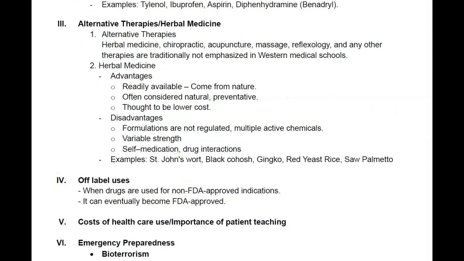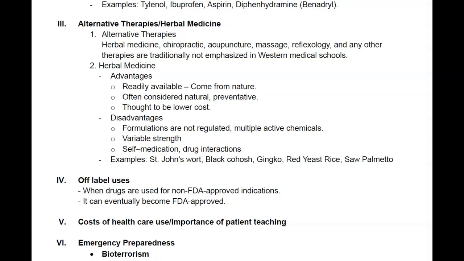Alternative therapies or herbal medicine. Another treatment or remedies that are available are your alternative therapies or herbal medicines or supplements. Alternative therapies include herbal medicine. Another alternative therapy is going to the chiropractor, getting some acupuncture, massage, reflexology, and other therapies that are usually not part of your traditional type of medicine, or whatever it is taught in Western medical schools.